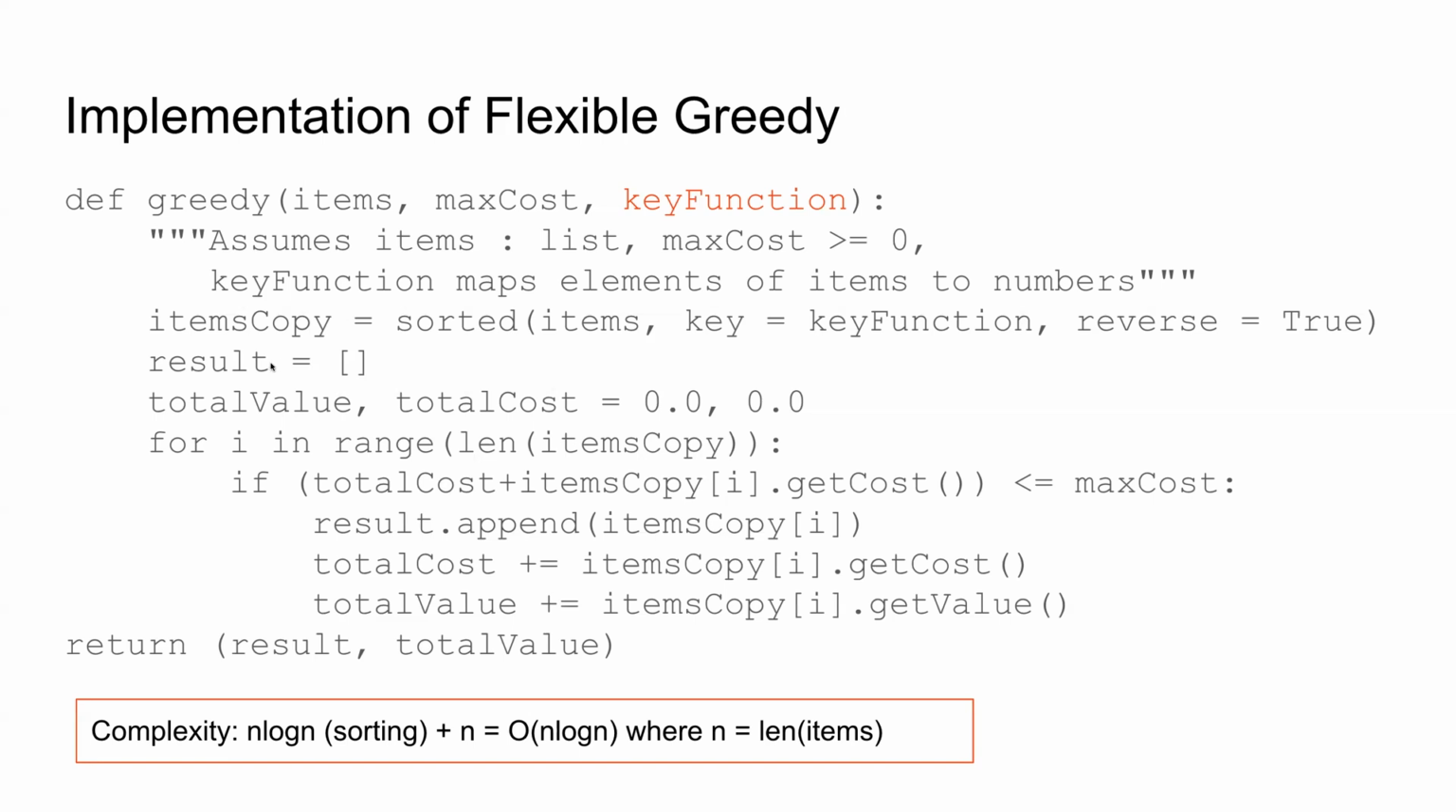Okay, so first of all, your total value and cost are initialized to 0. And then I'm looking at all the items in the list copy. We make a copy, right? And the copy is already sorted, remember? Because it's a greedy algorithm, we just pick the first one in the list, which is guaranteed to be the maximum value.